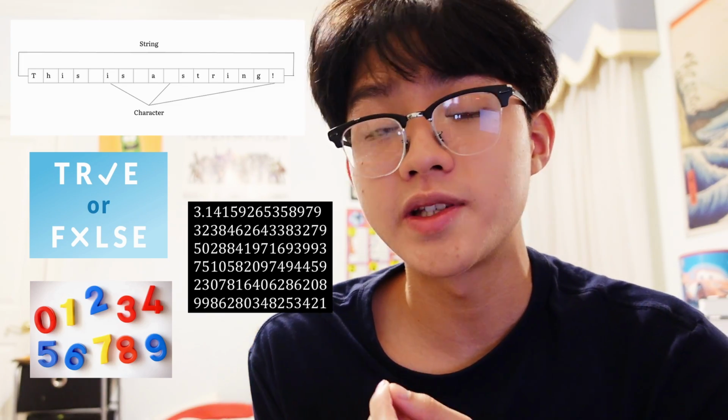Now, in most coding languages, a variable can hold a string, boolean, integer, and float, which are numbers that can hold decimal places. And so with that brief overview of variables, let's move on to functions.